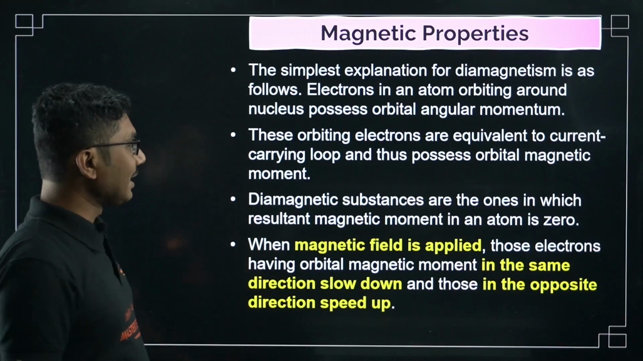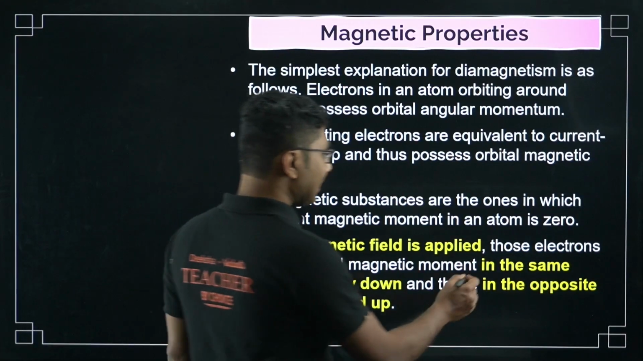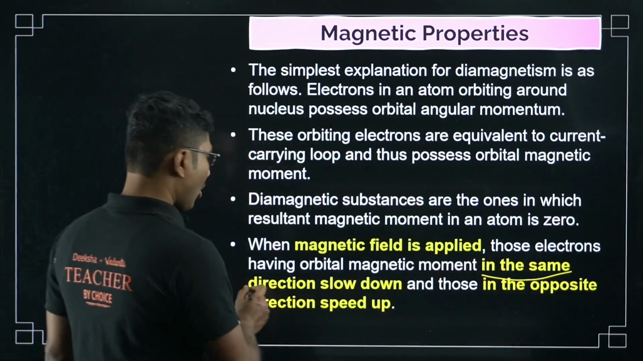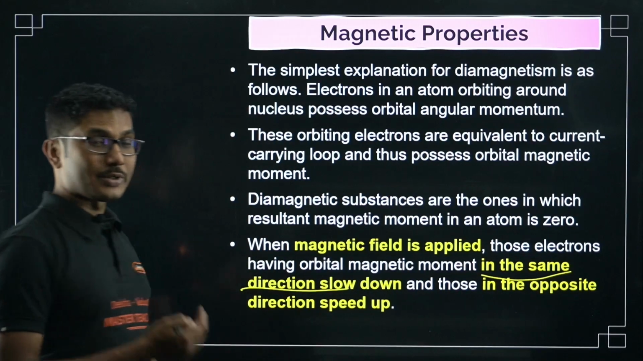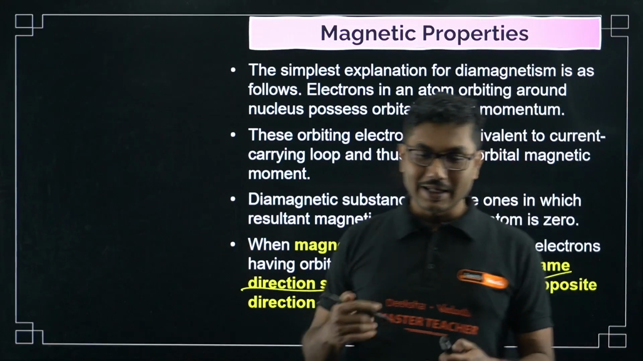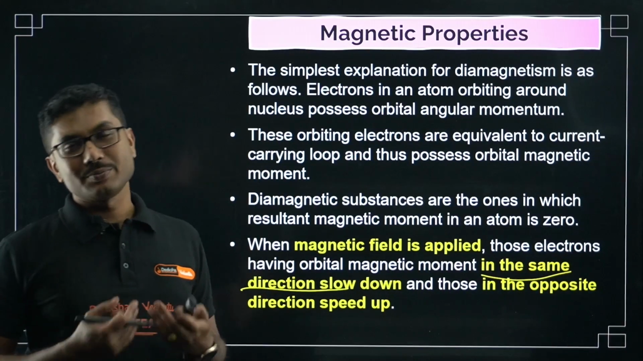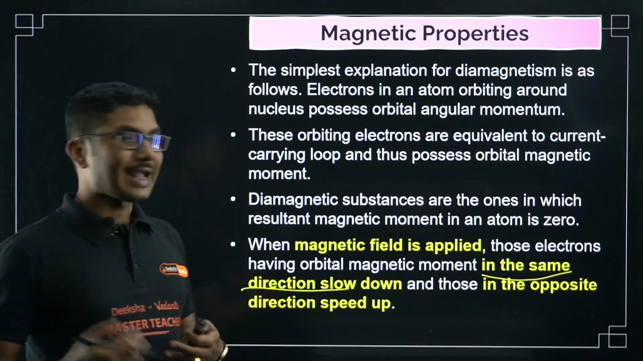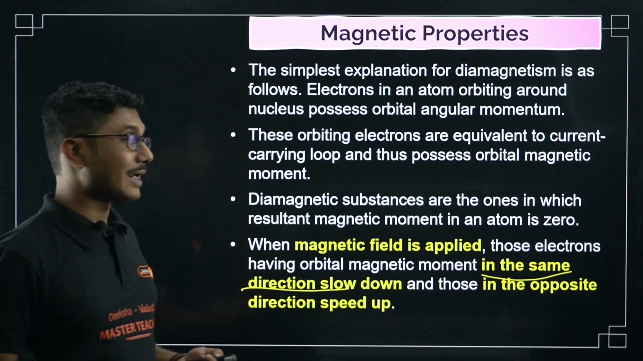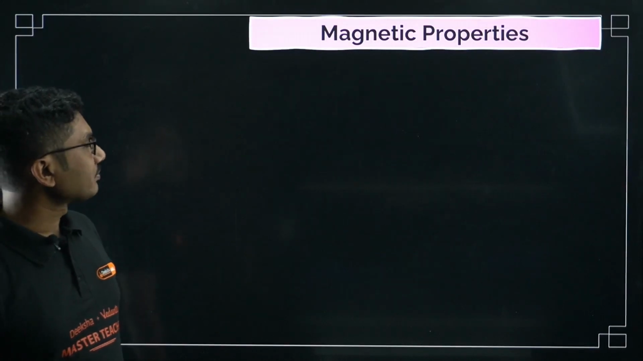So when the magnetic field is applied, those electrons having orbital magnetic moment in the same direction slow down. So basically whoever is supporting the external magnetic field is slowing down, and whoever was opposing the magnetic field is speeding up. So that is why they cancel, and the repulsion from the external magnetic field becomes more prevalent, right?